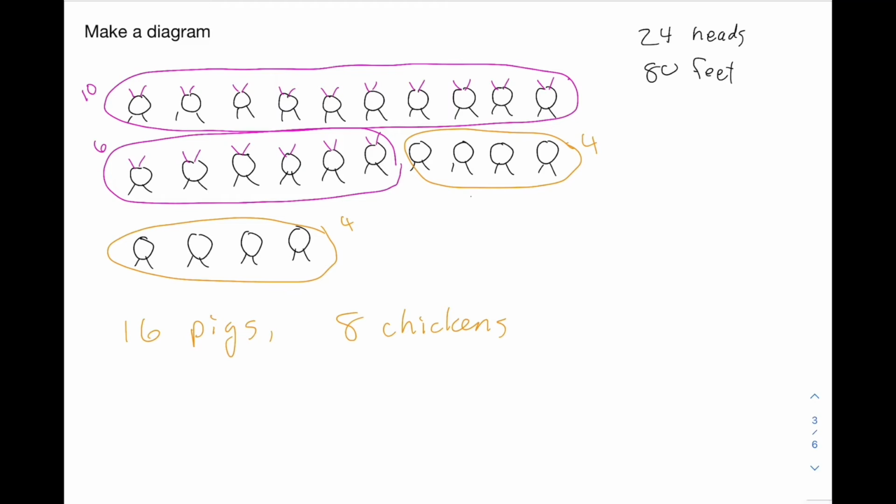So here I could literally draw out the situation. It wouldn't have been a great strategy if I had 1,000 heads, if I had a big farm. So this one worked because it was relatively small.